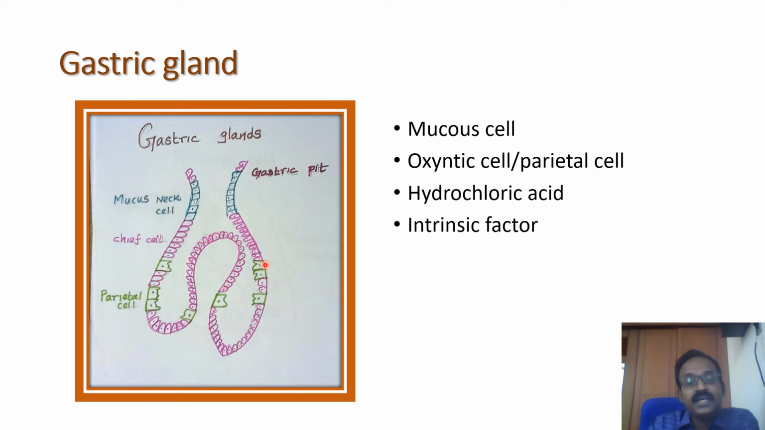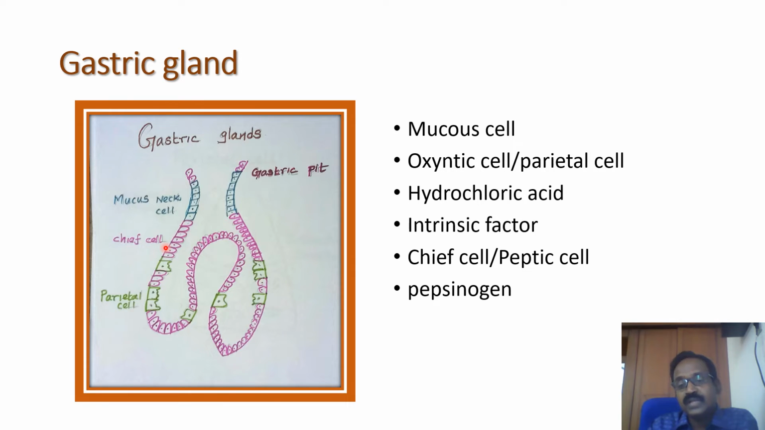The intrinsic factor is important for the absorption of vitamin B12. Chief cells, the peptic cells, produce pepsinogen. So the gastric secretions contain mucus, hydrochloric acid, intrinsic factor, and pepsinogen.